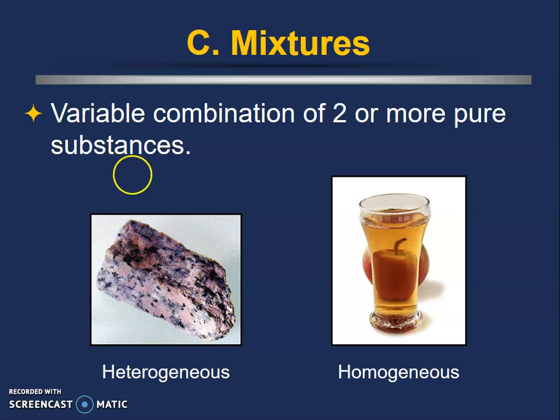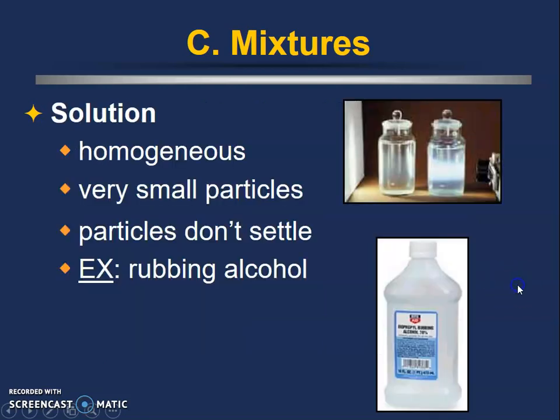Okay, so with mixtures, there's two categories. You can have heterogeneous mixtures, okay, where you can, like this stone here, you can see the differences, the different pieces. Or you can have homogeneous. This is where you can't physically see the difference because it's so well mixed that it looks similar all throughout, like this apple juice. Okay. So within mixtures, we have solutions. Solutions are homogeneous. They have teeny tiny little particles. They're so small that they never settle.